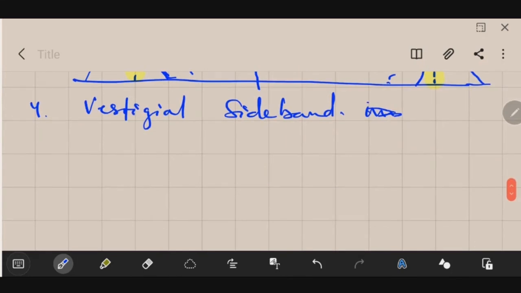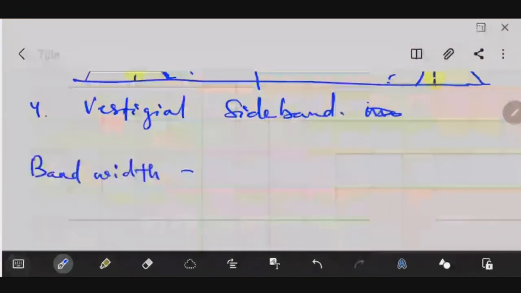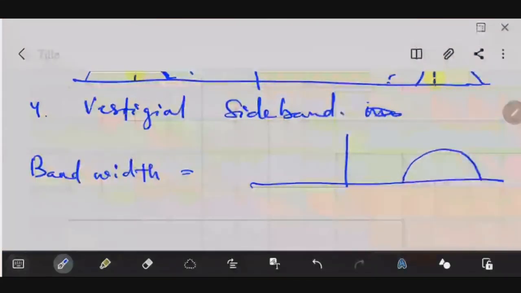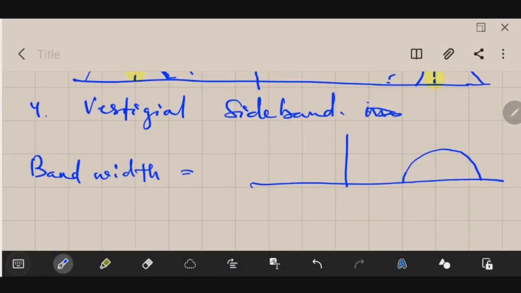Now the next thing we will be discussing is the bandwidth. Let me tell you what the bandwidth actually is. Let's say we have a signal and we have found the Fourier transform of that signal, and that signal is occupying, let's say, from f1 to f2. This is the amount of bandwidth, the range of frequencies that the signal is occupying.